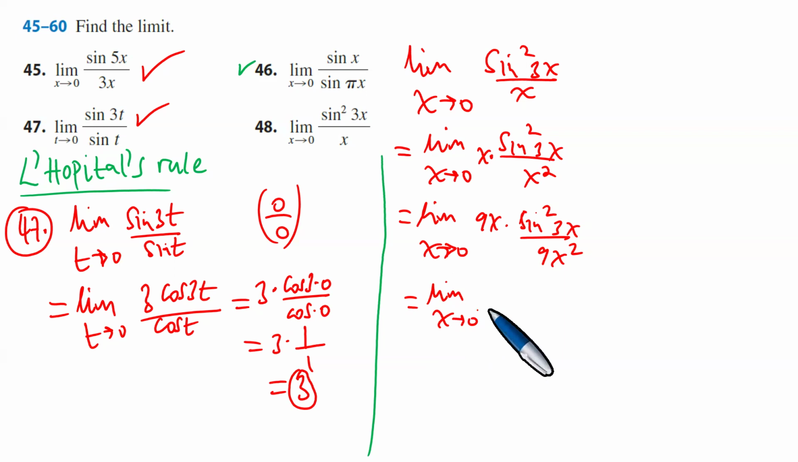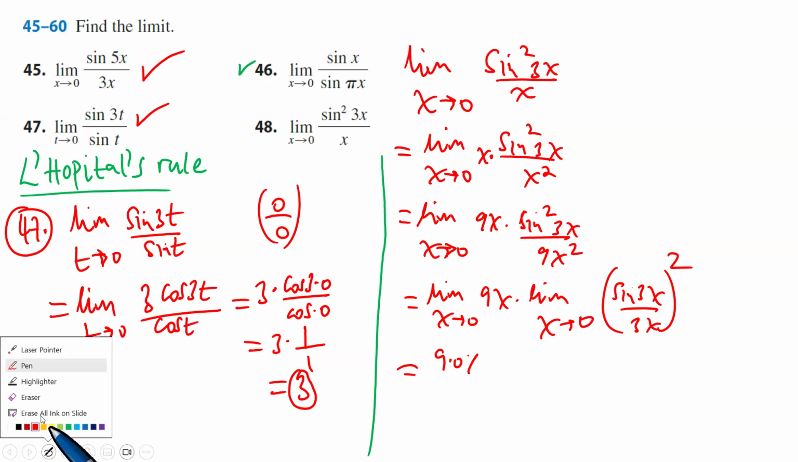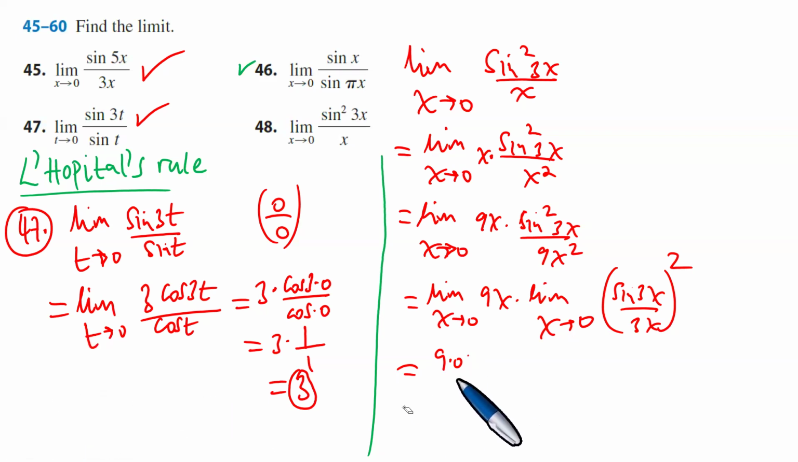As x approaches 0, the limit as x approaches 0 of, we can write this one as (sin 3x over 3x) all squared, like this. Obviously you get 0, that's the answer, because now you have the limit of 9x, which is like 9 times 0. Then you put it in an open parenthesis like this.